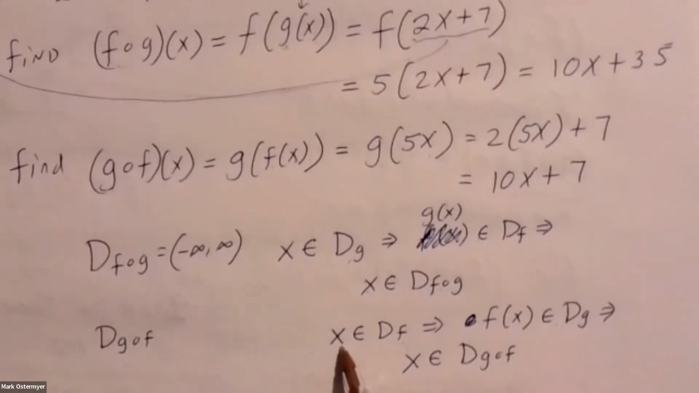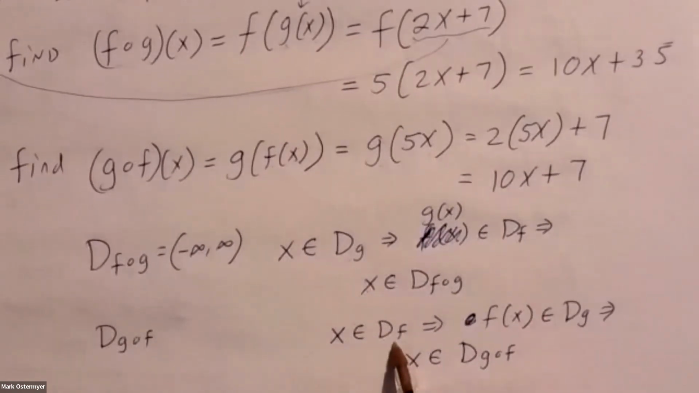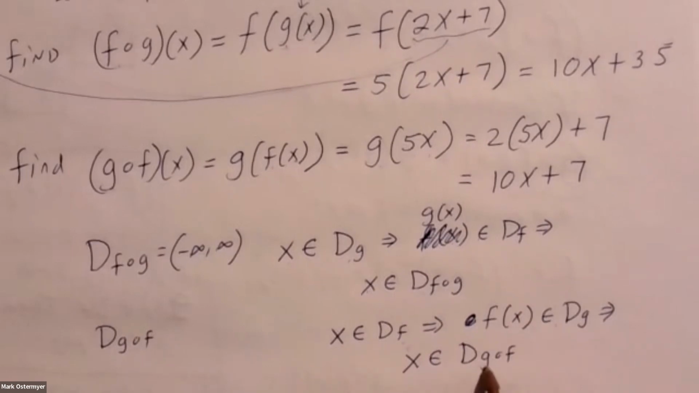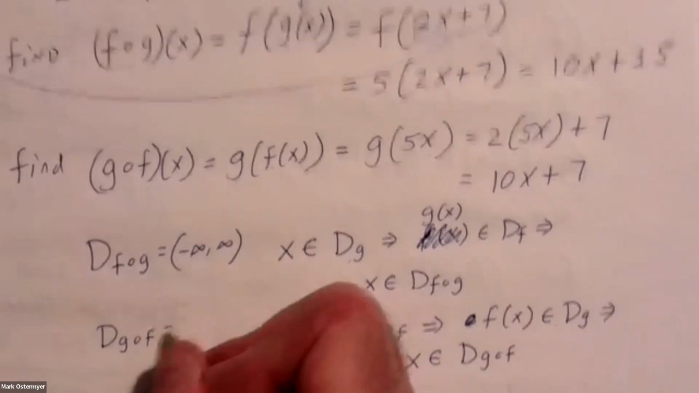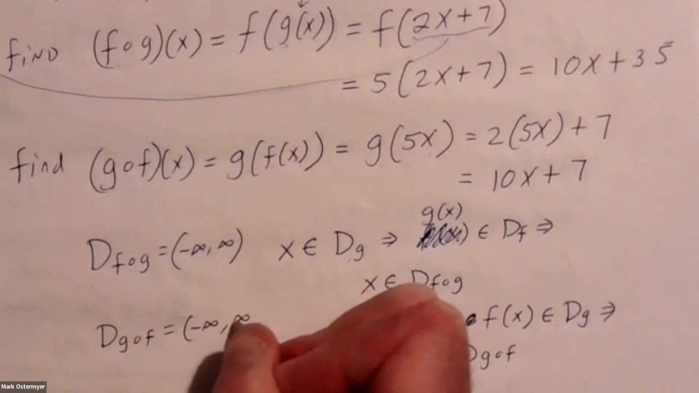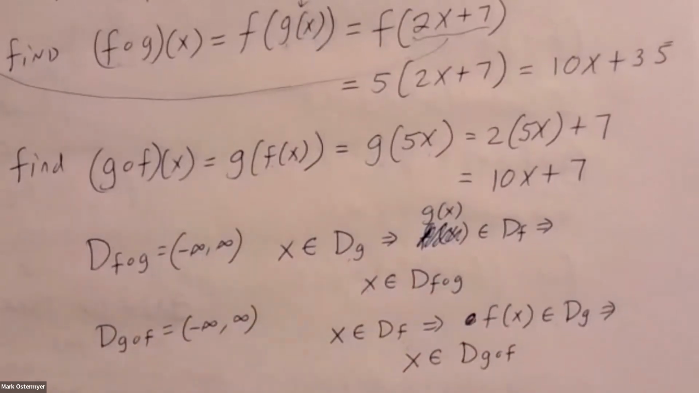But ladies and gentlemen, if you choose any real number, it's obviously in the domain of f because the domain of f is all real numbers. And if you evaluate function f at any real number, you're going to get a real number. So obviously this will be in the domain of function g. So I think it's obvious to say then that x would be in the domain, therefore, of g composed with f. So all real numbers is the domain of g composed with f also. Okay.